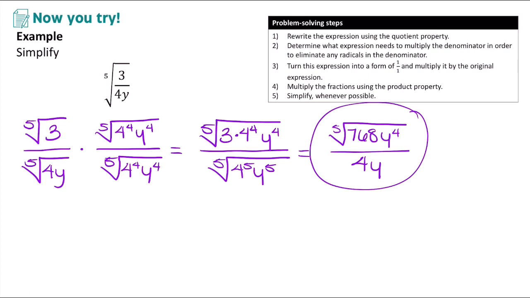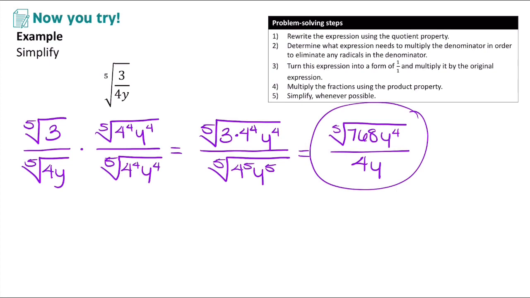So when we do this problem, we have a fifth root, right? So we separate this and this turns into the fifth root of 3 divided by the fifth root of 4y. So what we need to do is we need to figure out, well, what do I need to multiply here to get this fifth root to cancel out? So I need to multiply by 4 to the 4th, y to the 4th. So I do the fifth root of 4 to the 4th, y to the 4th, over the fifth root of 4 to the 4th, y to the 4th, and multiply by my original fraction.